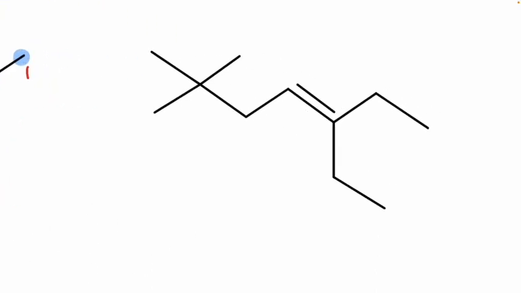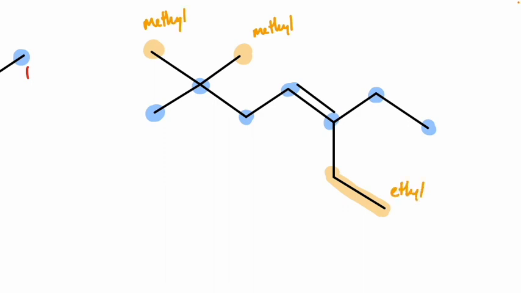Moving on to our next one. My longest continuous set of carbons is also 7, very creative. I have an ethyl group here and 2 methyl groups. If I number my parent chain, 1, 2, 3, 4, 5, 6, 7. 1, 2, 3, 4, 5, 6, 7.